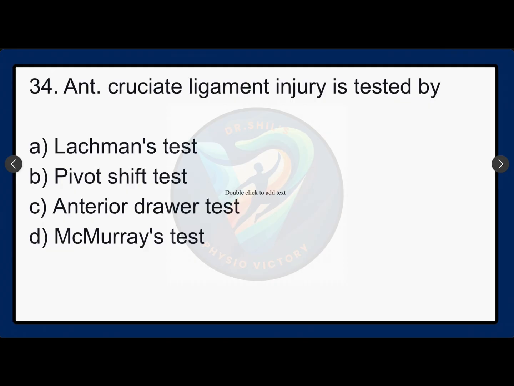Next question. Anterior cruciate ligament injury is tested by option A, Lachman's test, option B, pivot shift test, option C, anterior drag test, and option D, McMurray test. Here the correct answer is Lachman's test, because Lachman's test is the most sensitive test for ACL injury.